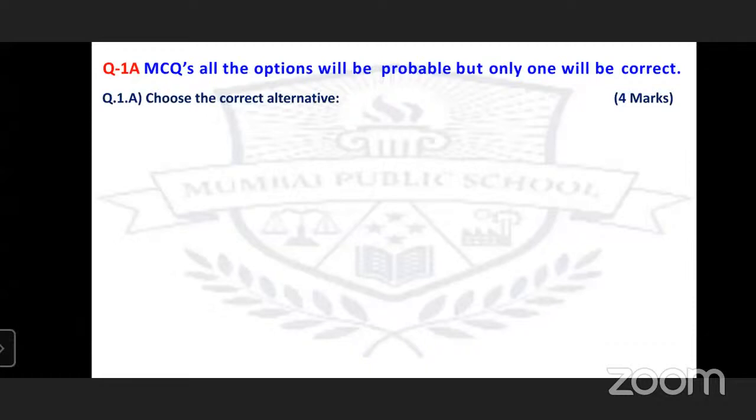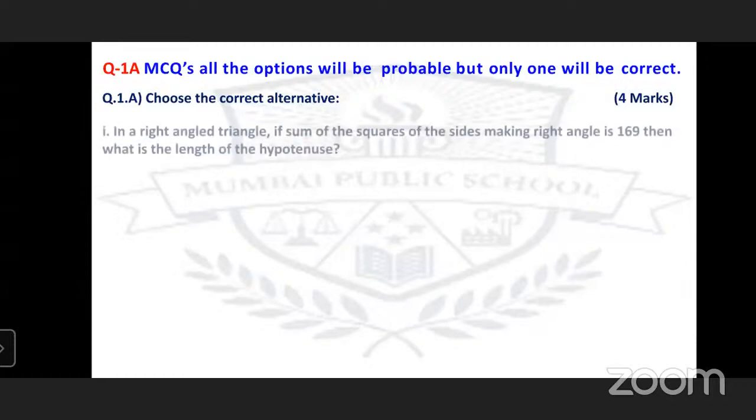Okay. So one question is given and 4 alternative options are given. Out of 4, you have to choose any one correct option. Each question carries 1 mark. So there are 4 questions, 4 into 1 is equal to 4 marks. So question number 1A is of 4 marks. So first we see the first question.